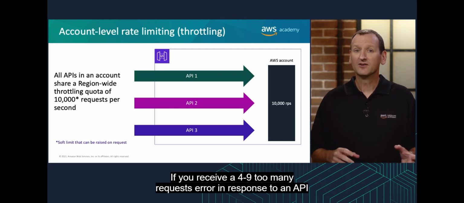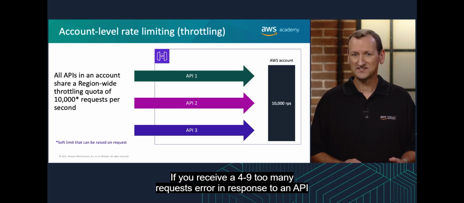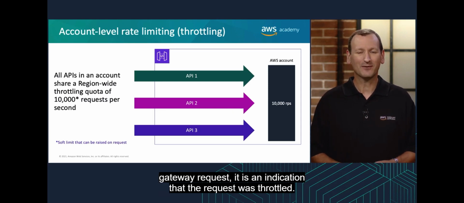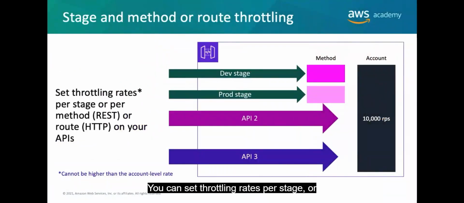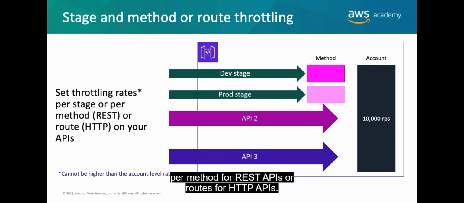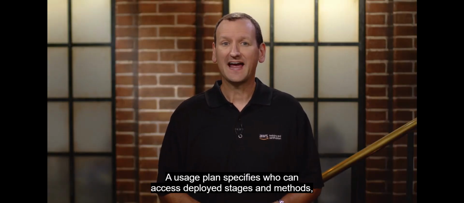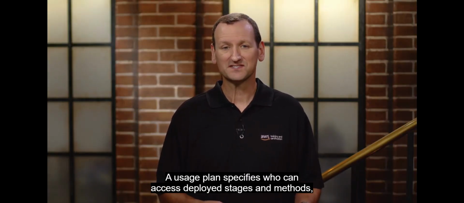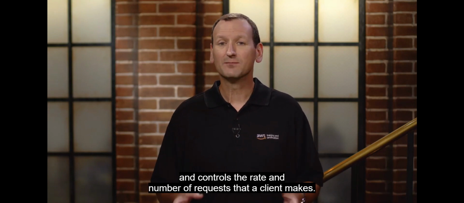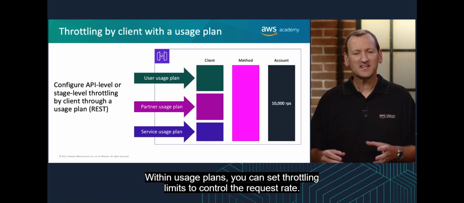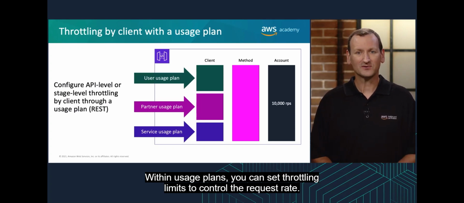If you receive a 429 Too Many Requests error in response to an API Gateway request, it is an indication that the request was throttled. You can set throttling rates per stage or per method for REST APIs, or routes for HTTP APIs. A usage plan specifies who can access deployed stages and methods, and controls the rate and number of requests that a client makes. Within usage plans, you can set throttling limits to control the request rate.